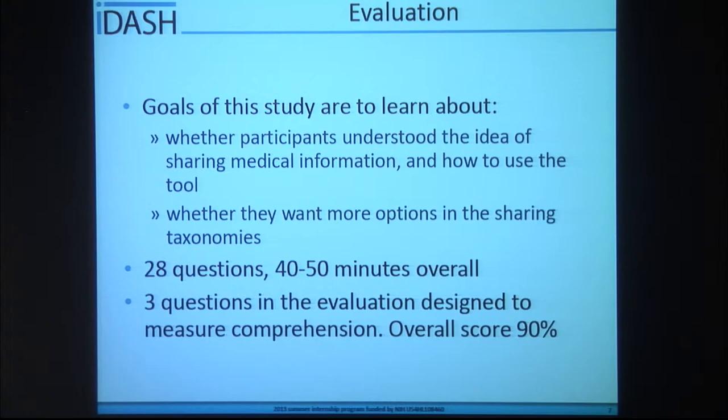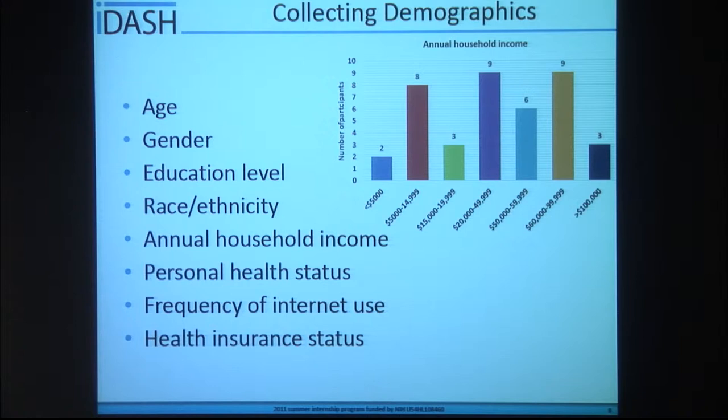In the beginning of our survey, we collect some demographics information. These are the categories of demographics that we asked participants to respond to. We had a pretty interesting distribution of annual household income. Everything from less than $5,000 a year to more than $100,000 a year.